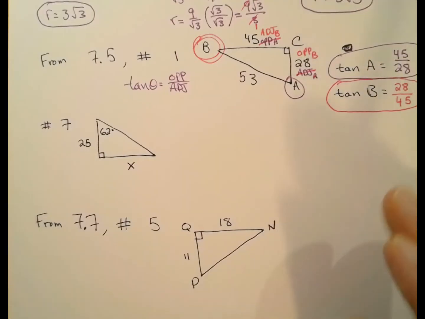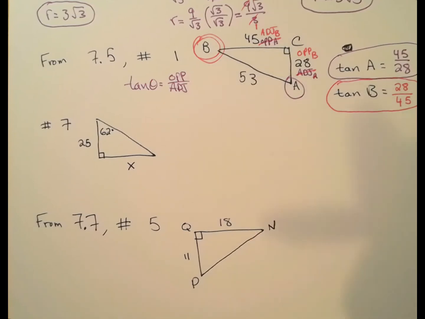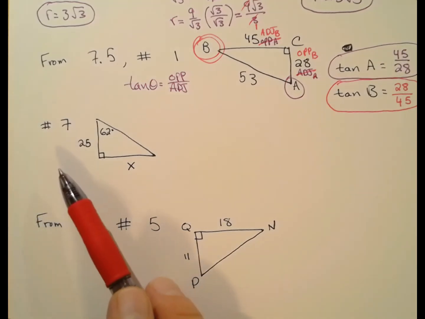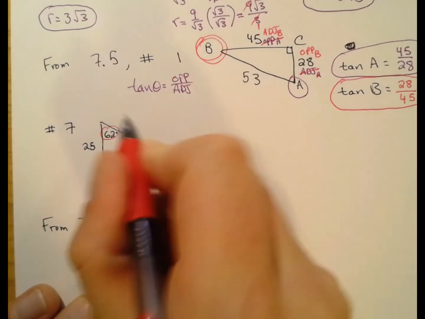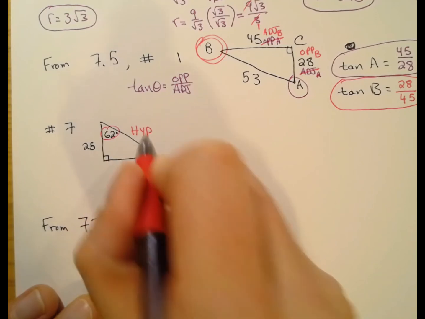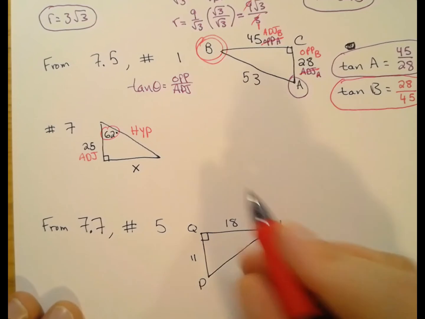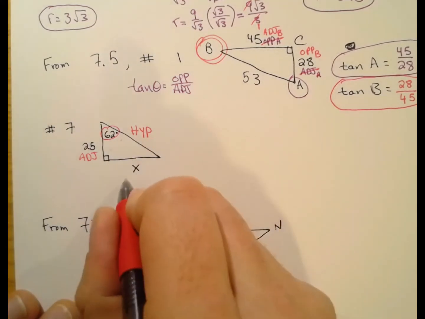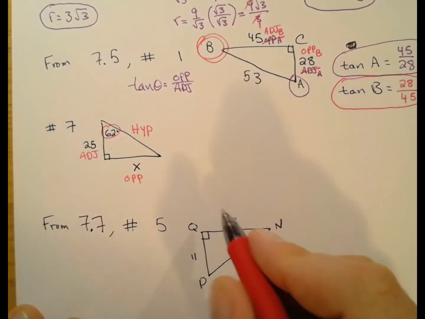All right, two more examples. Finding side length for one of them and finding an angle for another. So this is from the 7.5 worksheet, number 7. First step is to assign the sides. Adjacent is the side that touches the acute angle along with the hypotenuse. Hypotenuse is opposite the right angle, and the side opposite is the side opposite the acute angle, 62 degrees.